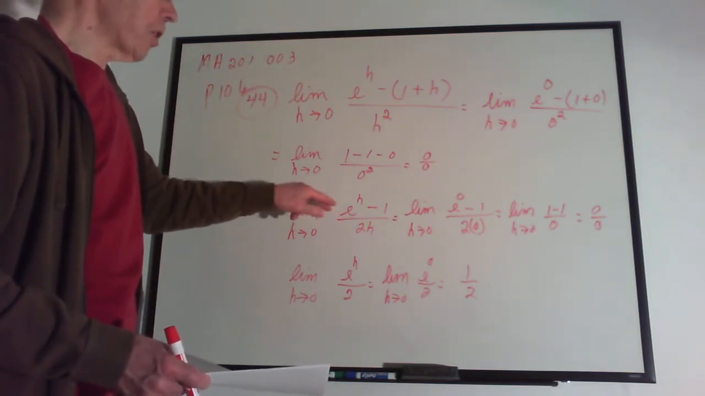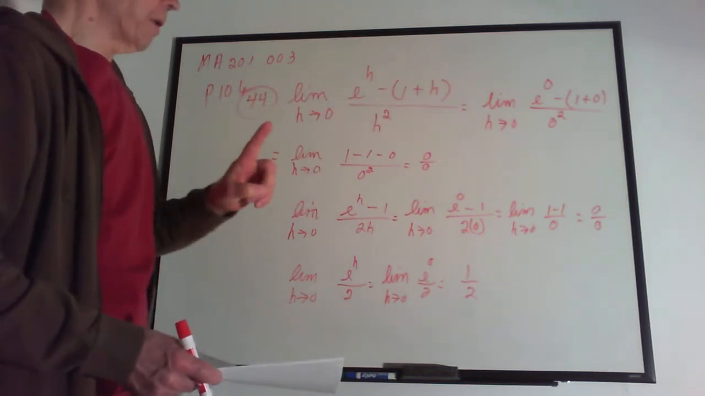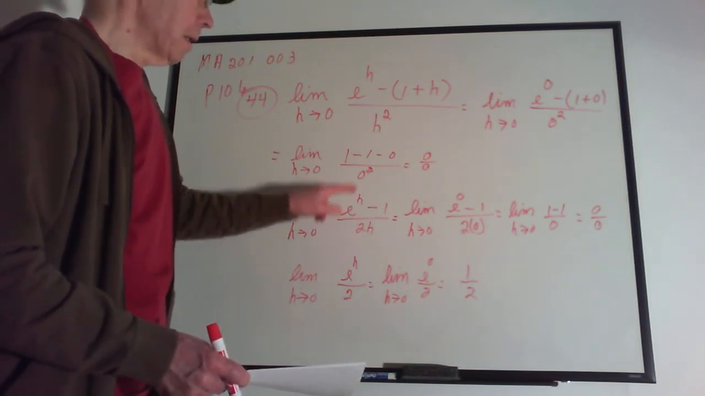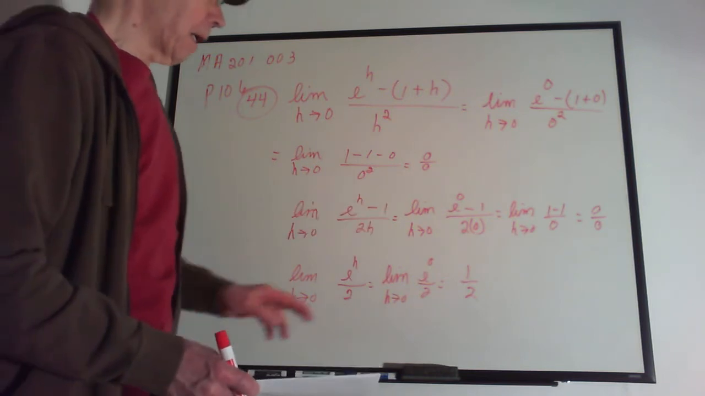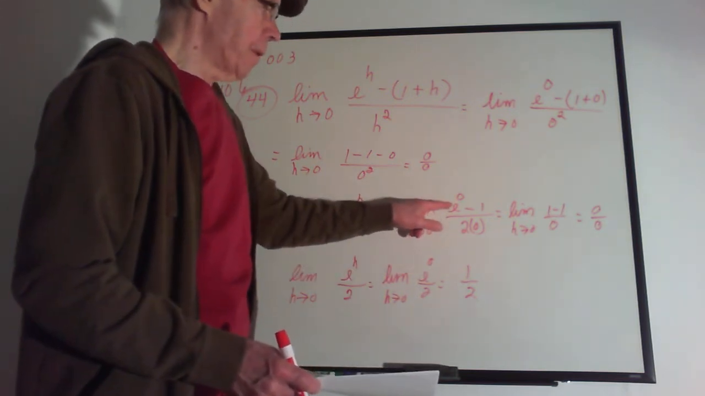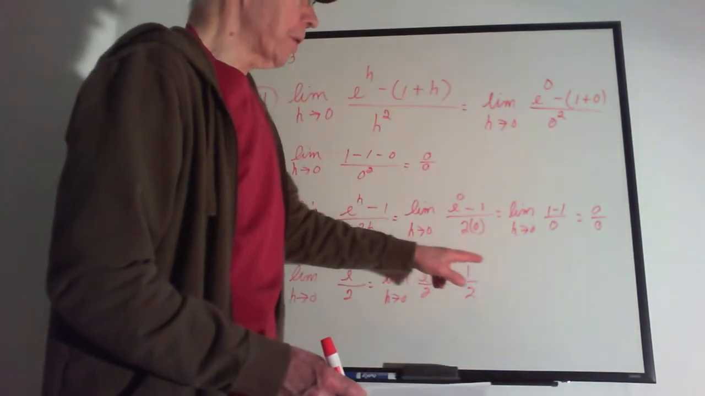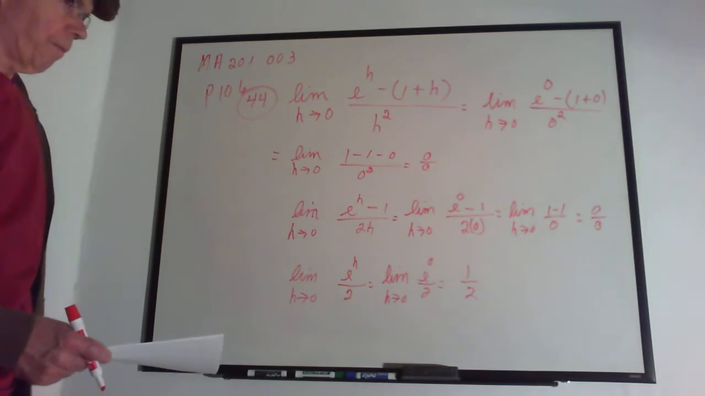The derivative of e to the h is e to the h. The derivative of h is going to be 1. There's a minus sign here, so it's minus 1. The derivative of h squared is 2h. Again, I plug in the 0. I'm going to get 1 minus 1 over 0, which again is an indeterminate form, 0 over 0.